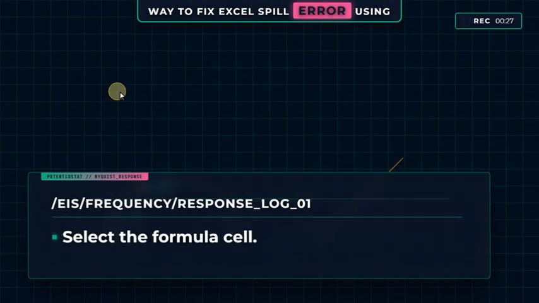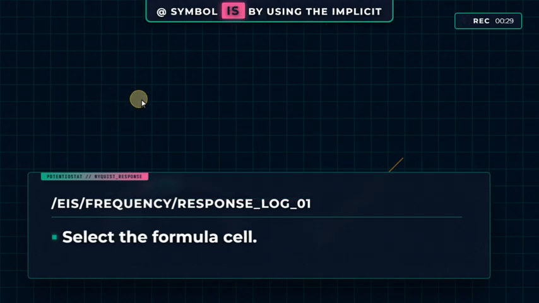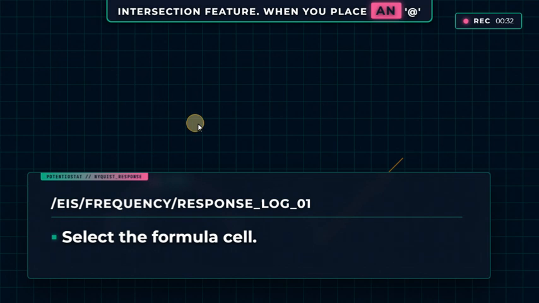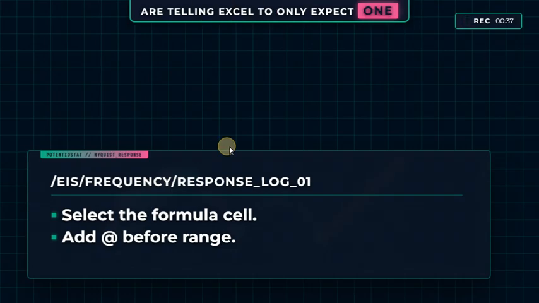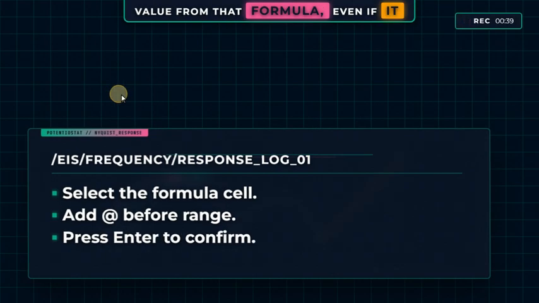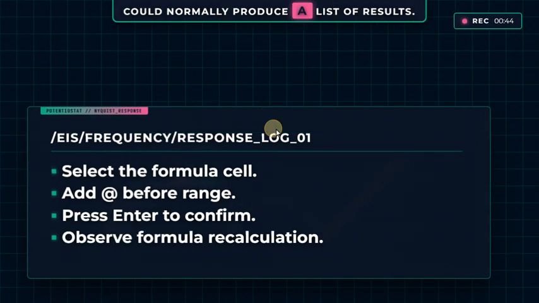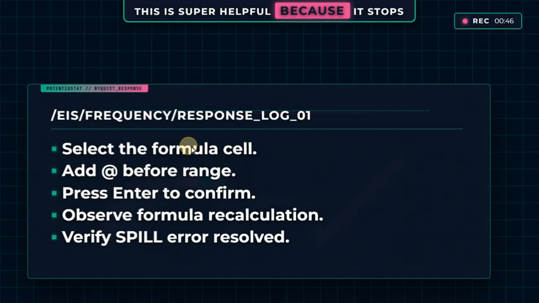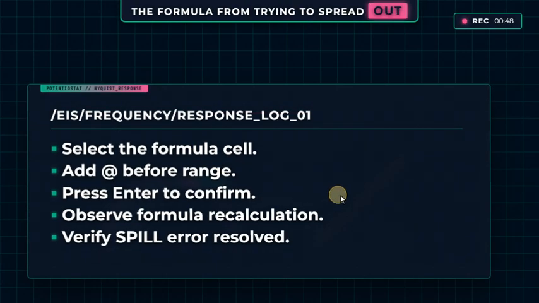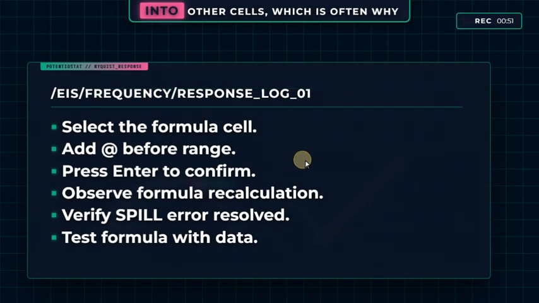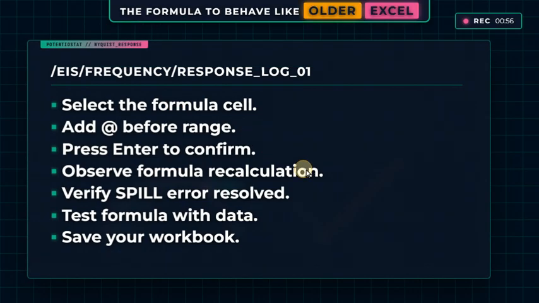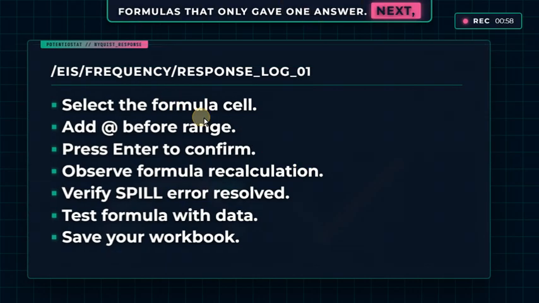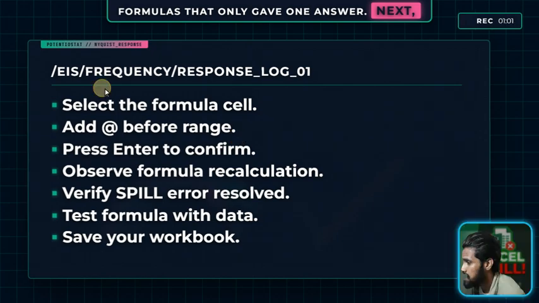The first way to fix Excel's spill error using the @ symbol is by using the implicit intersection feature. When you place the @ sign in front of a formula, you are telling Excel to only expect one value from that formula, even if it could normally produce a list of results. This is super helpful because it stops the formula from trying to spread out into other cells, which is often why the spill error shows up. It forces the formula to behave like older Excel formulas that only gave one answer.